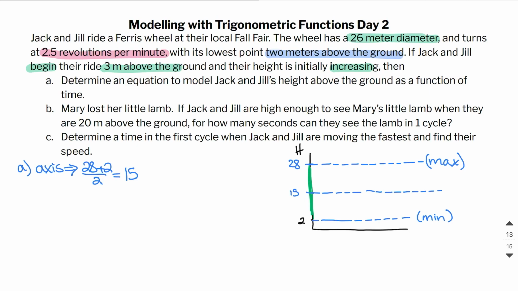We also know, though, that this time they're going to begin their ride 3 meters above the ground. So we know that they're going to start their ride 3 meters above the ground, and also that their height is initially increasing. So it's not going down to the minimum and then coming back up. It's going right up to the maximum right here. So we know that it's going to look like this. And then after this right here, this is when we complete a full cycle. Or we could look at it like this. We could just continue this right here. And we know from here to here would be a full cycle.